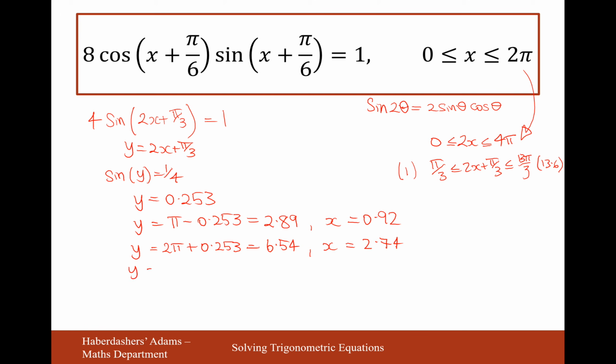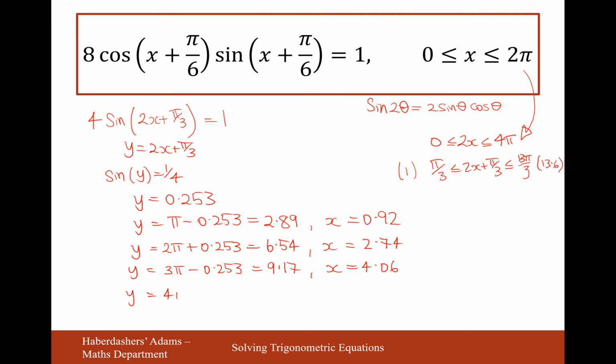The next solution for y will be 3 pi minus 0.253. So 3 pi minus the value a on my calculator, 9.117, and then to work out x I'll need to subtract pi by 3 and divide by 2. So that would be 4.06. All these solutions are still valid.